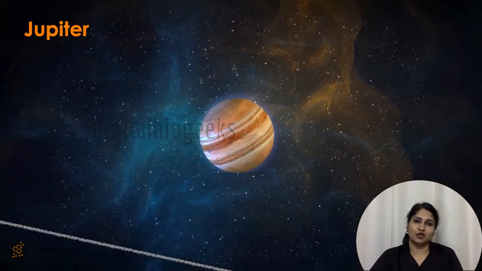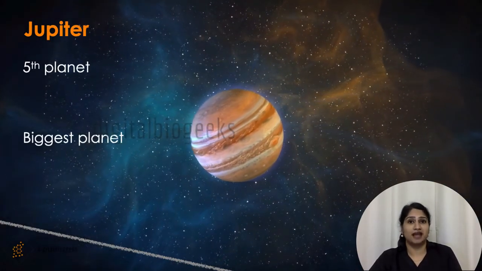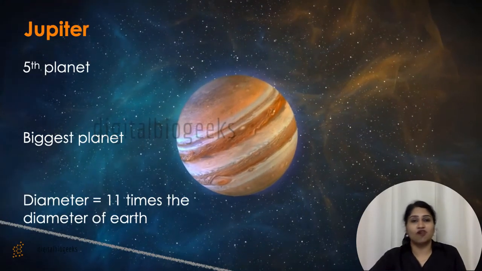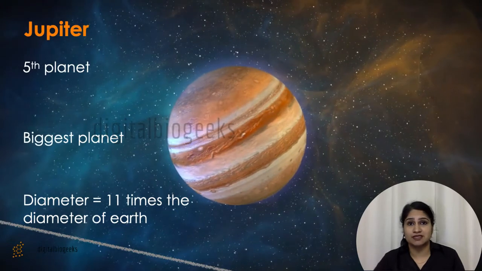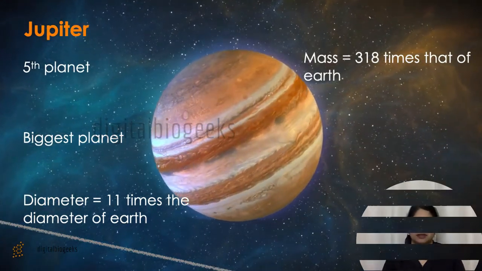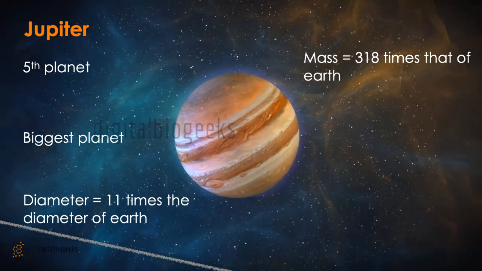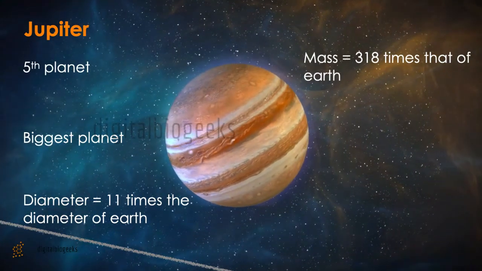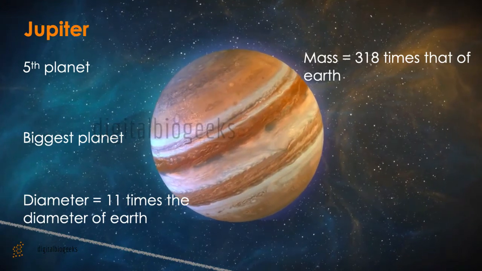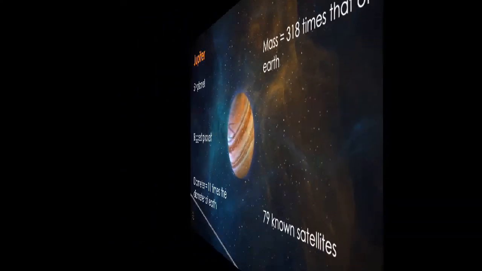Now Jupiter. Jupiter is the fifth planet from the Sun. It is the biggest planet. It is much bigger compared to Earth. The diameter of Jupiter is 11 times that of Earth and the mass is 318 times of Earth. And its atmosphere contains hydrogen, helium, ammonia and methane gas. Due to the presence of these poisonous gases, life is not at all possible in Jupiter. And Jupiter has 79 known satellites till now.